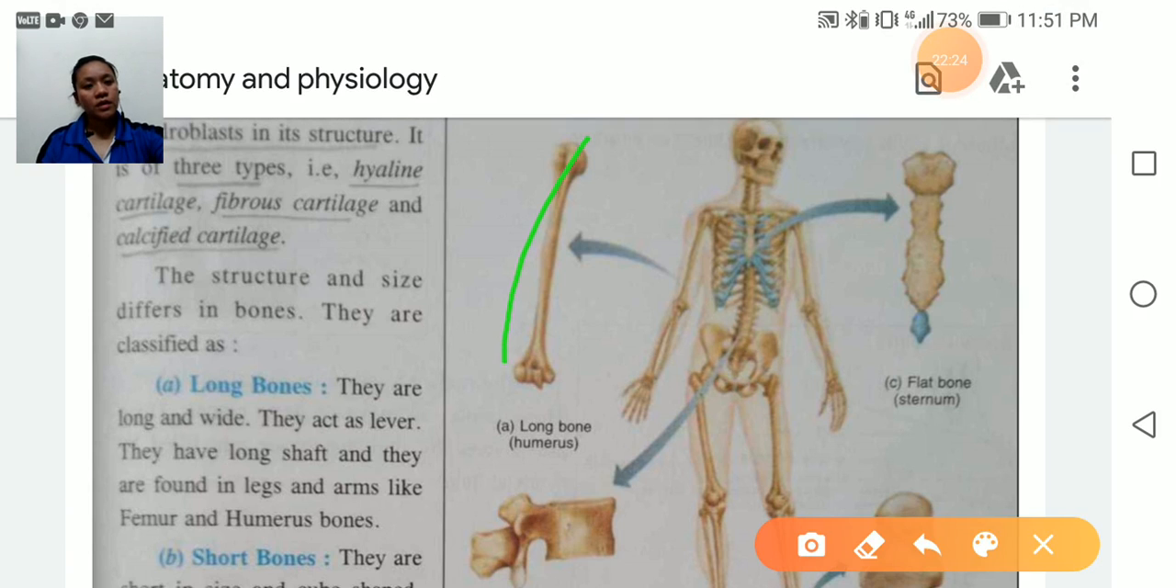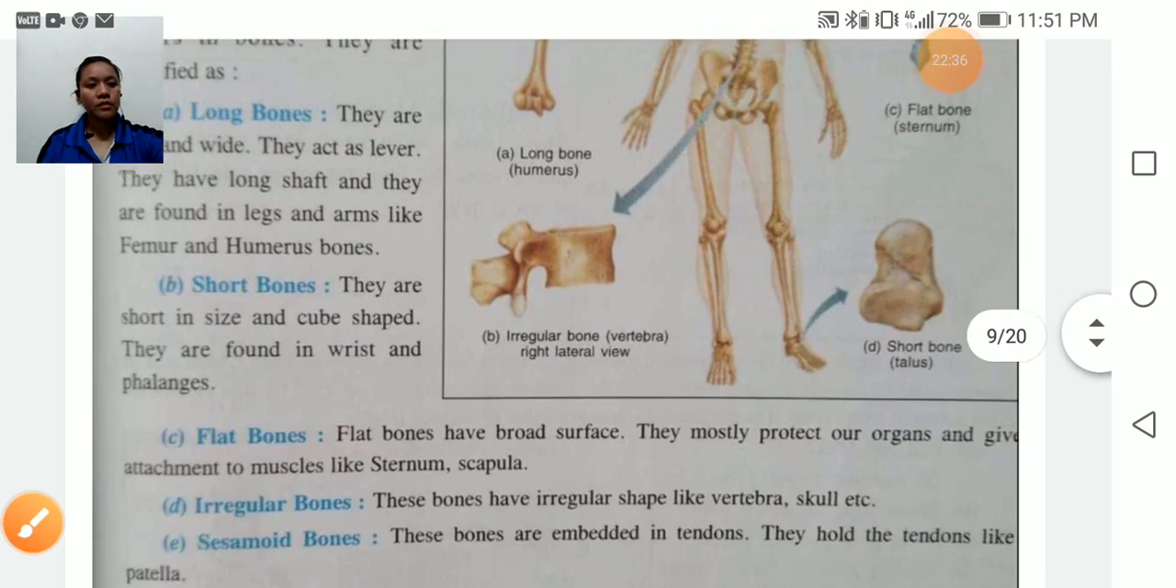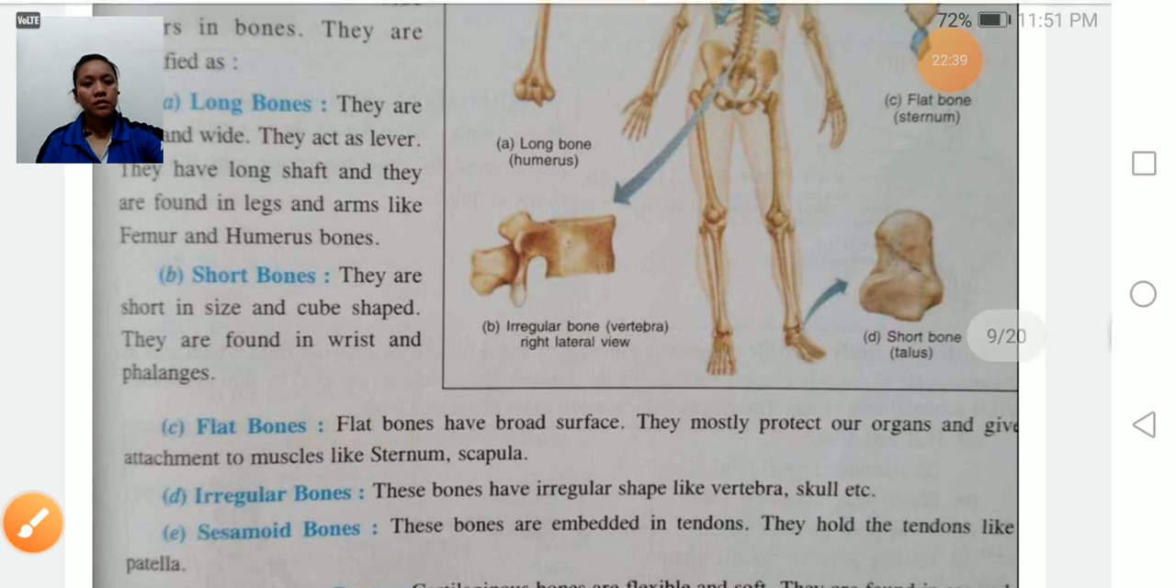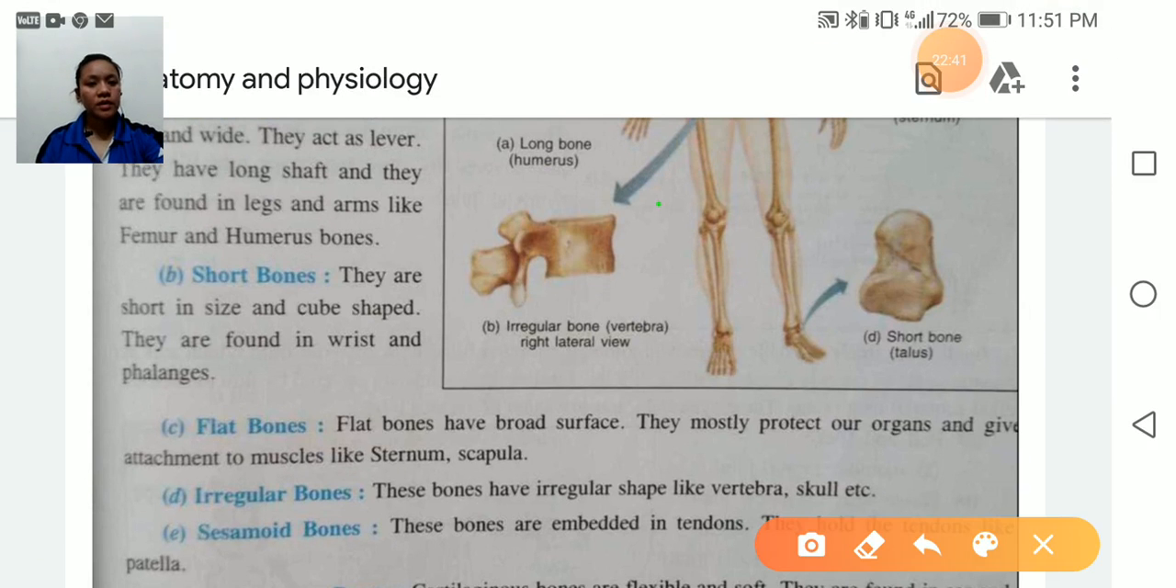This is the long bone. Flat bones protect your internal organs like liver and kidney. This is your irregular bones, which are present in your vertebra, and this is your short bone.